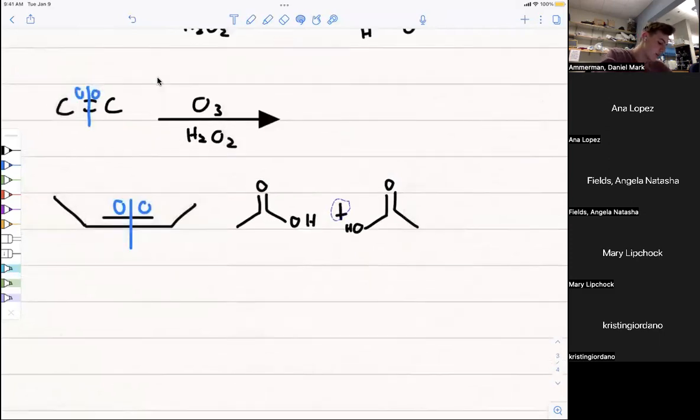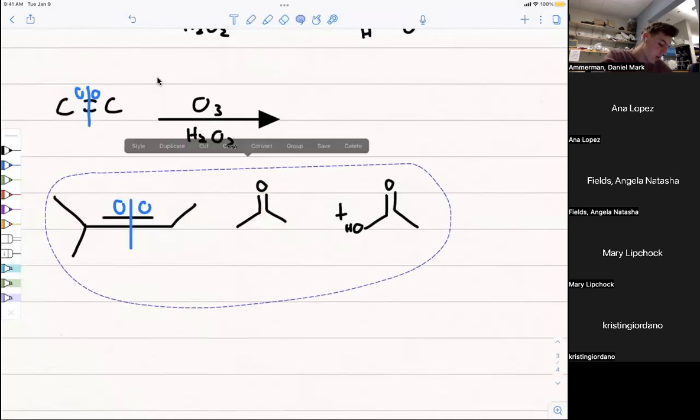But this one's important. If it's terminal, it's going to be a carboxylic acid. But if we had, like this instead, an isopropyl group on the end, now instead of getting a carboxylic acid, we're going to get a ketone. So if it was like that, it would be a ketone.